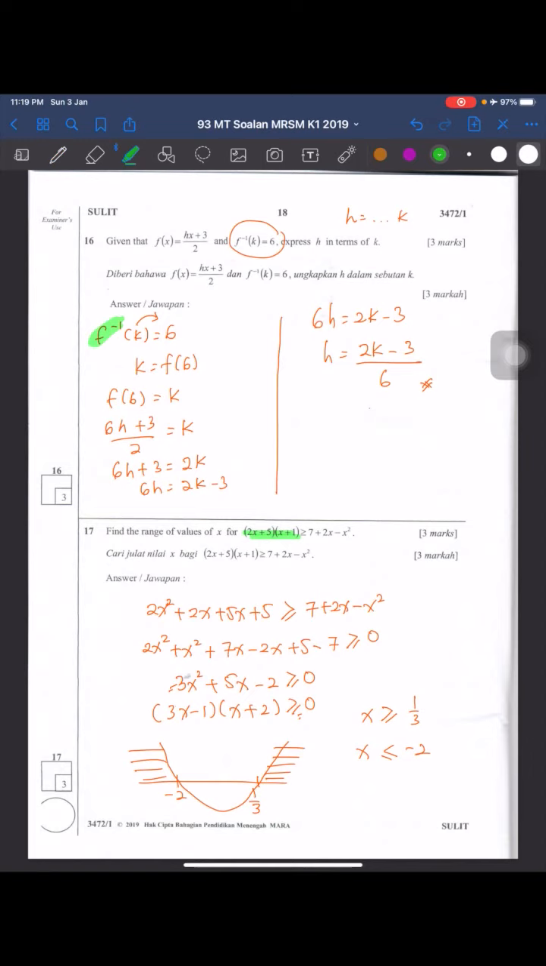Mana saya dapat nilai ni? Saya selesaikan ini. Saya letak tepi ni. So 3x minus 1 equals to 0. So 3x equals to 1, x is 1 over 3. X plus 2 equals to 0, x equals to negative 2. Mencari roots sahaja. Okay, that's it for number 17.